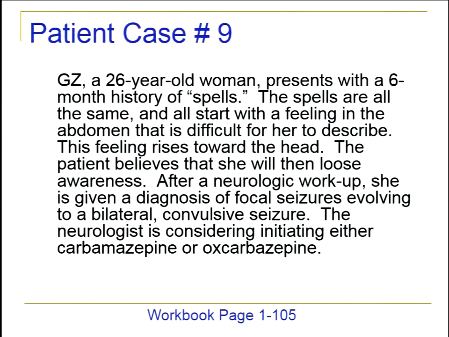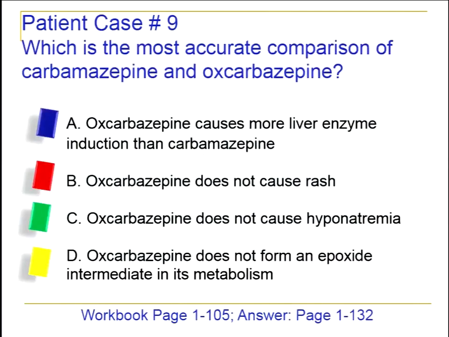GZ, 26-year-old woman, presents with a 6-month history of spells. The spells are all the same. They all start with a feeling in her abdomen that's hard for her to describe, but it rises toward her head, and then she believes she loses consciousness. After a workup, she's given a diagnosis of focal seizures evolving to bilateral convulsive generalized seizures. The neurologist is considering initiating either carbamazepine or oxcarbazepine. So, to compare the two, which is the most accurate statement?